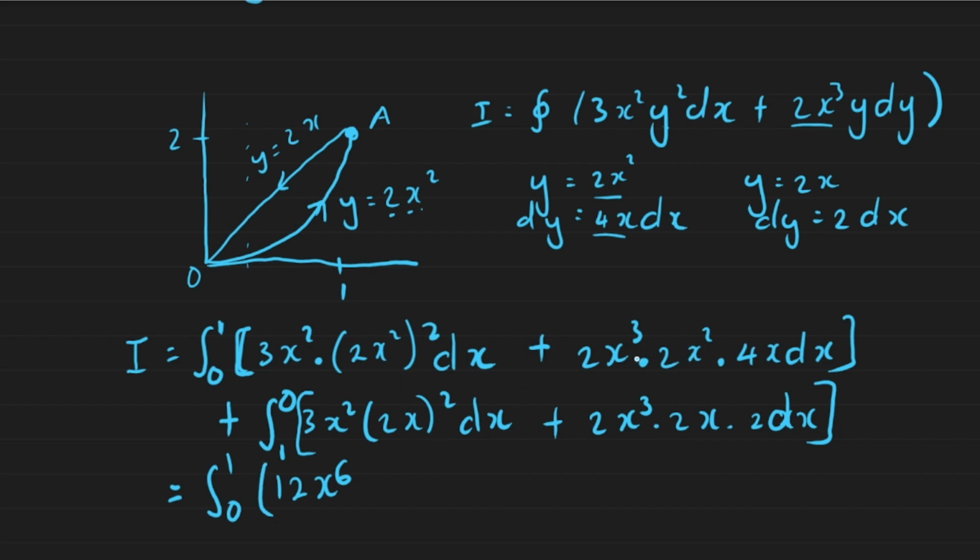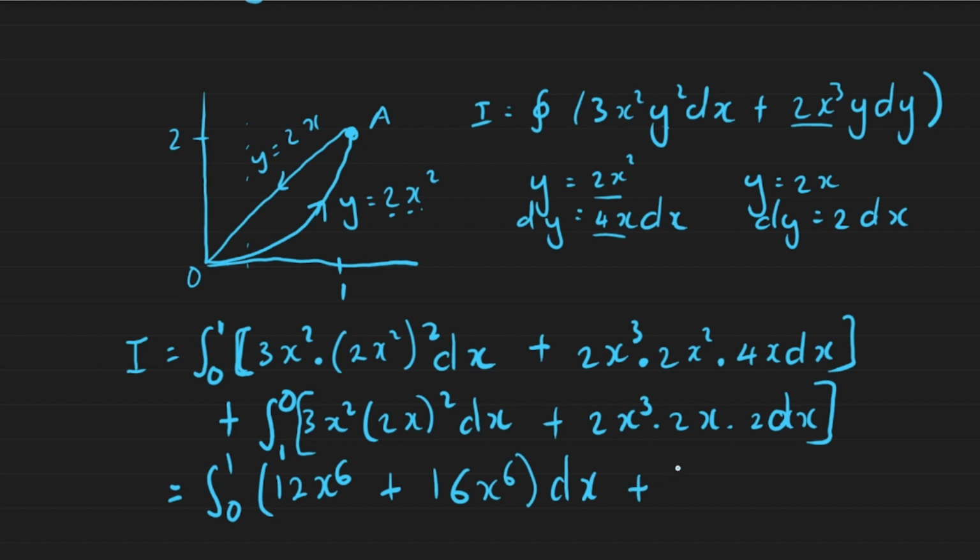Let's look at the second term. We have x cubed times x squared, that's x to the power 5 times another x, that'll make it x to the power 6. So we have 2 x to the power 6's, so we can add them up. The first term was 12x to the power 6, and the second one is 2 times 2 is 4, 4 times 4 is 16. So we have 16x to the power 6 dx. So that's our first integral.